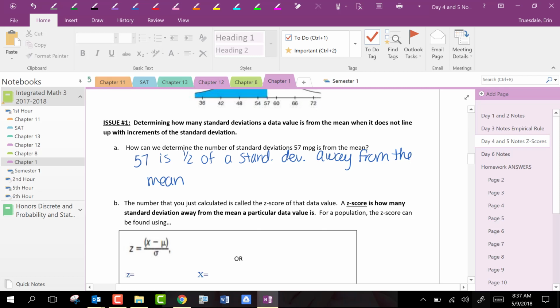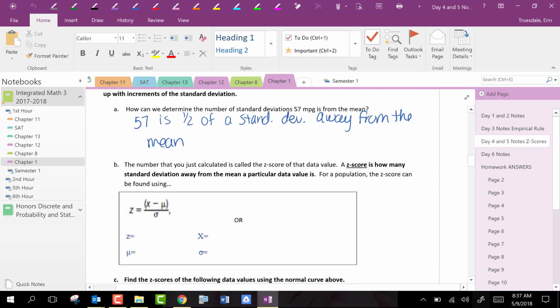The number that we just calculated is what we call a z-score. A z-score is how many standard deviations away from the mean a data point is. So for a population, the z-score can be found by using this formula. Z equals x minus mu divided by standard deviation. Z is the z-score. Mu is the mean. X is the data value you're talking about. And s, or sigma, is the standard deviation.